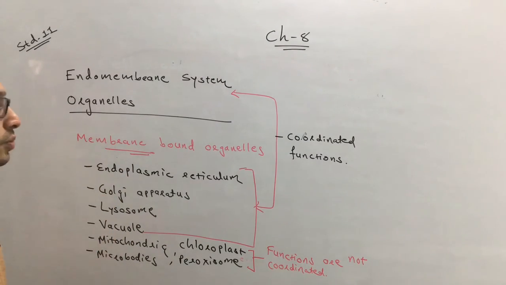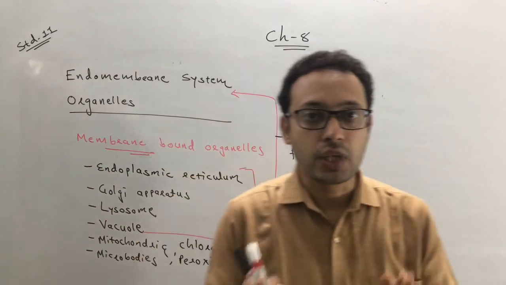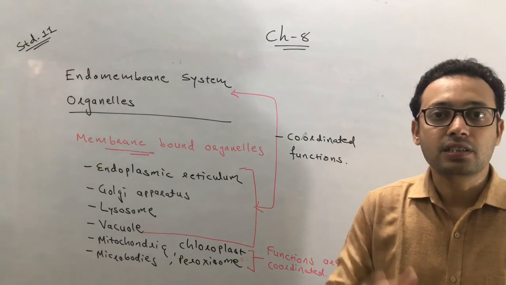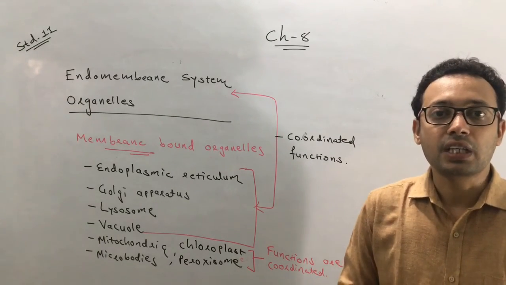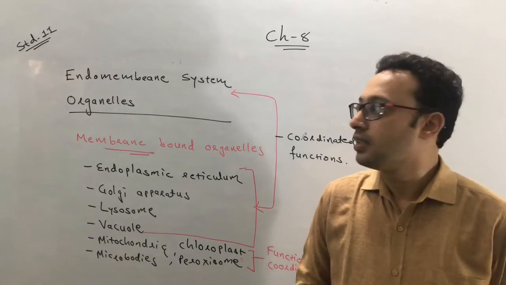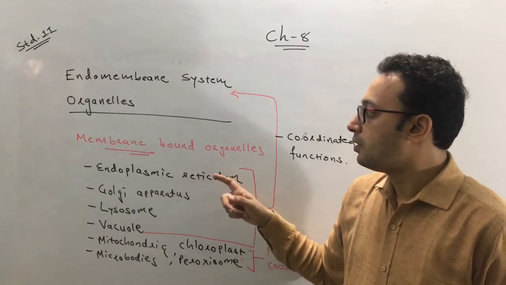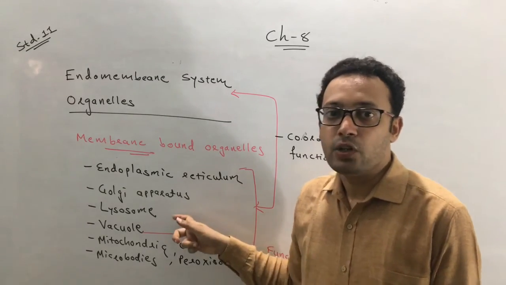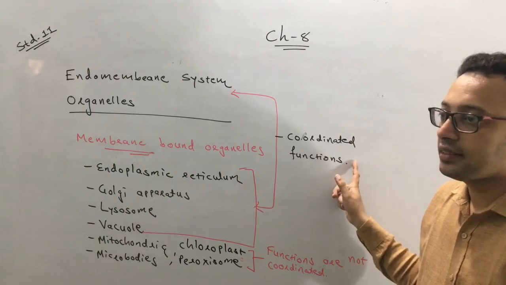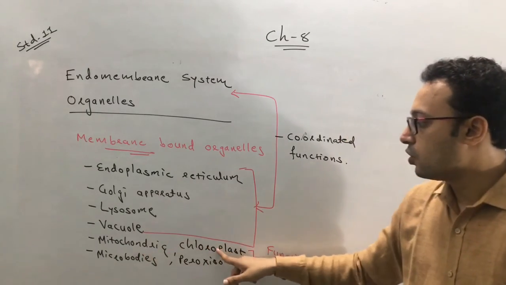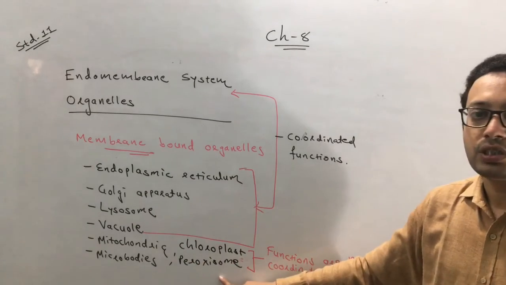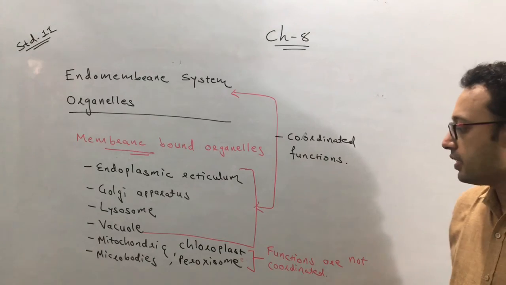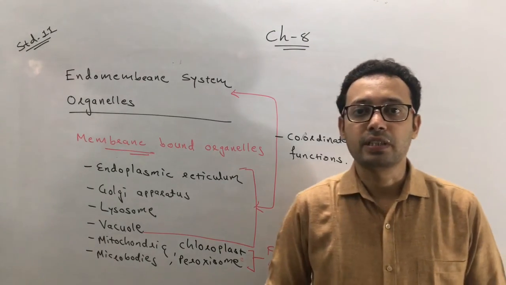Clear? So that is the difference. Again, to repeat, what are endomembrane system organelles? Endomembrane system organelles are the organelles whose functions are coordinated with each other, like endoplasmic reticulum, Golgi apparatus, lysosome, vacuole. They are membrane bound organelles and their functions are coordinated. But mitochondria, chloroplast, microbodies and peroxisome are membrane bound organelles whose functions are not coordinated, so they are not a part of the endomembrane system.